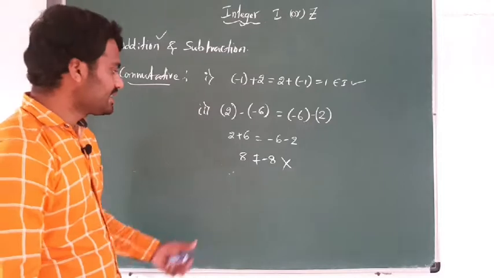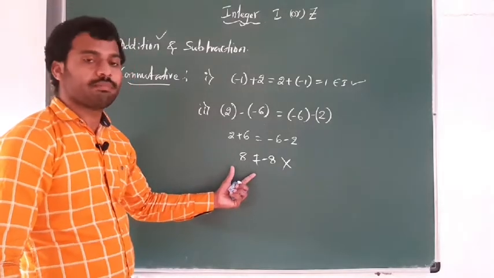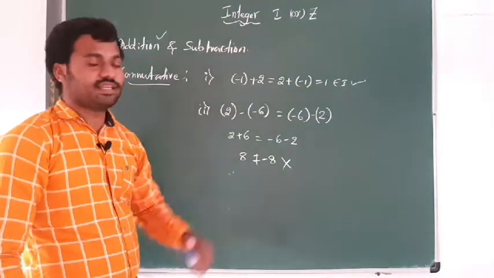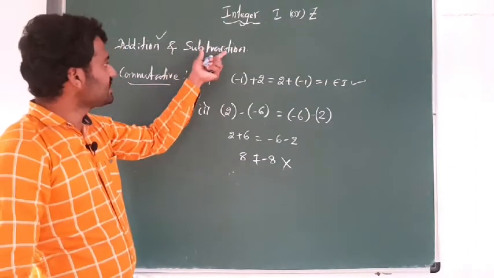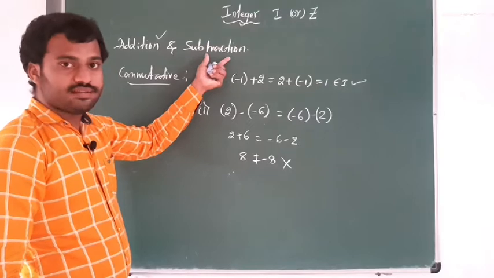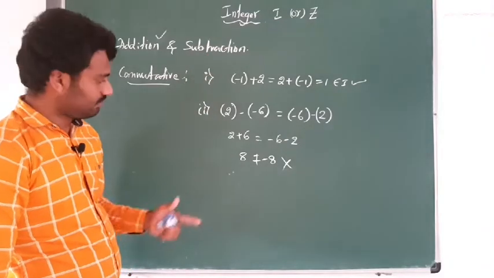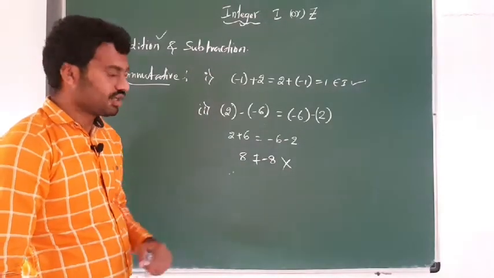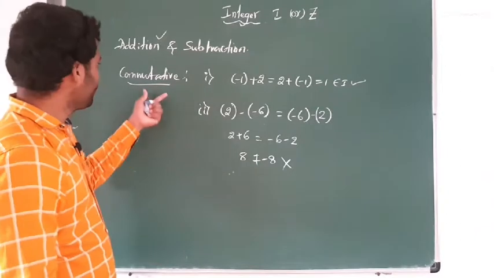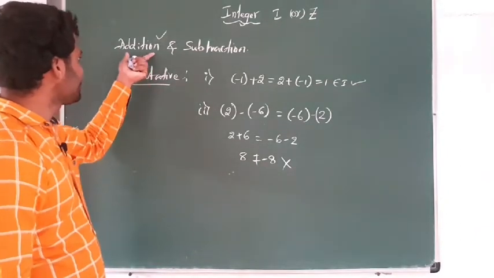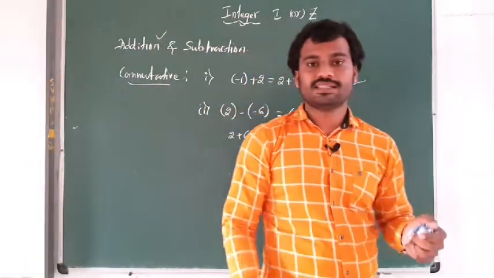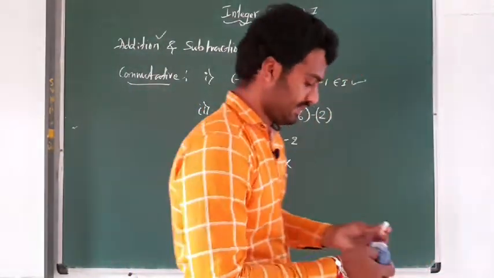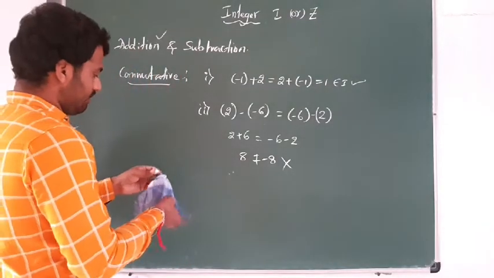Commutative property is not satisfying under the subtraction for the set integer. Because 8 is not equal to minus 8. Commutative property is satisfying under the addition. Is it clear? Yes. Next.